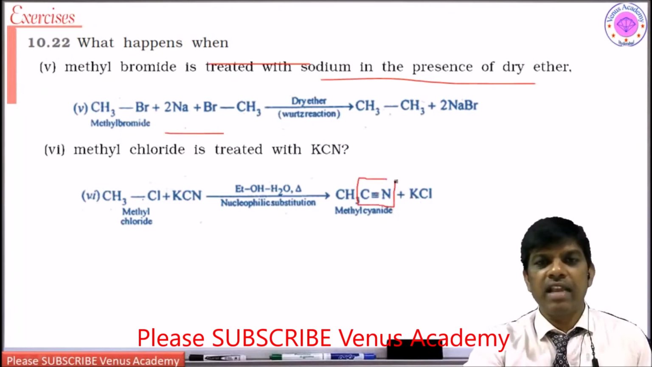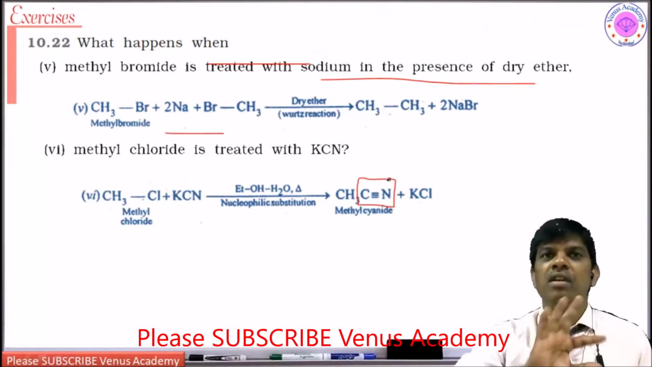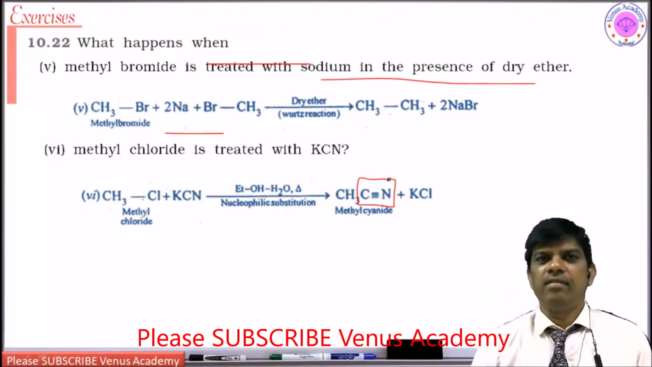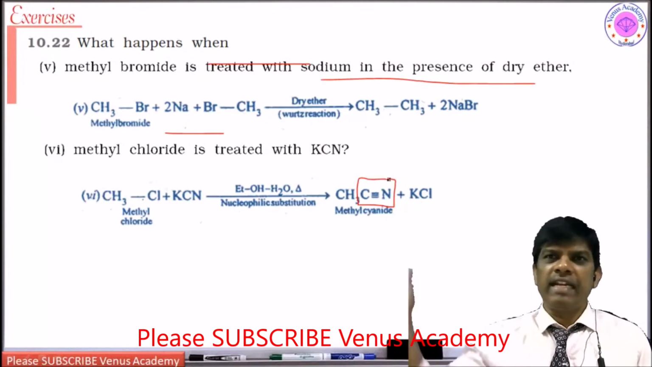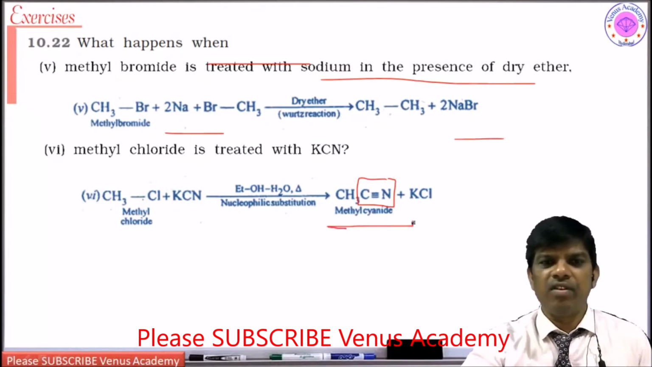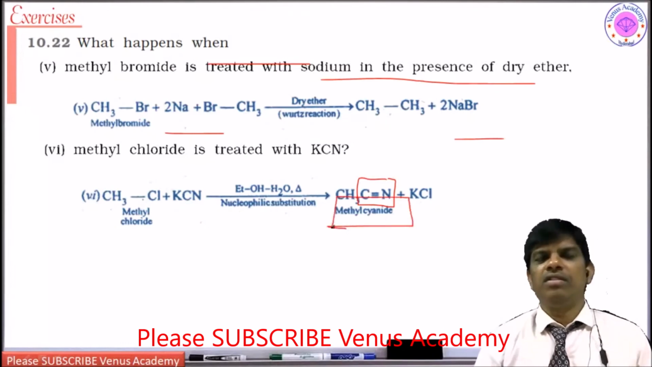Silver cyanide gives isocyanide. Please remember, students. Silver cyanide, isocyanide. Potassium cyanide, cyanide. But when it comes to potassium nitrite, you are going to get nitrite. And when you treat it with silver nitrite, you are going to get nitro compound. Here it is methyl cyanide, you are going to get a cyanide compound. So this is how you can solve all the problems, students.